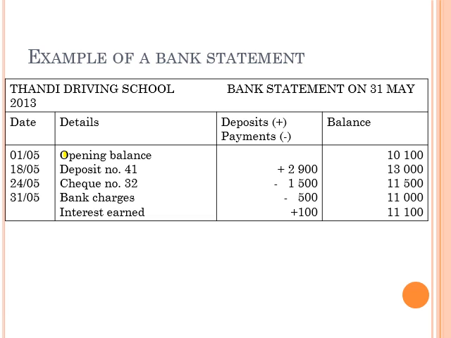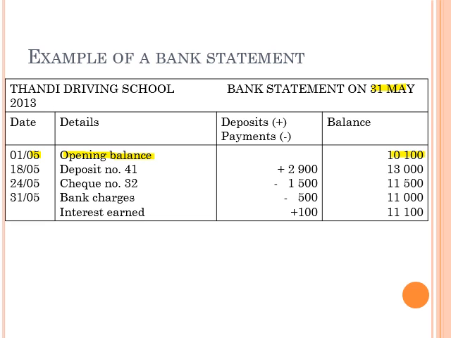You've got something called an opening balance. What that means is it is the money left over from the previous month. You can see the month before, so the 5th is April, I think it's May. Yes, it's May. So at the end of April, we had 10,100 Rand. This is the money we're working with for the beginning of this month.